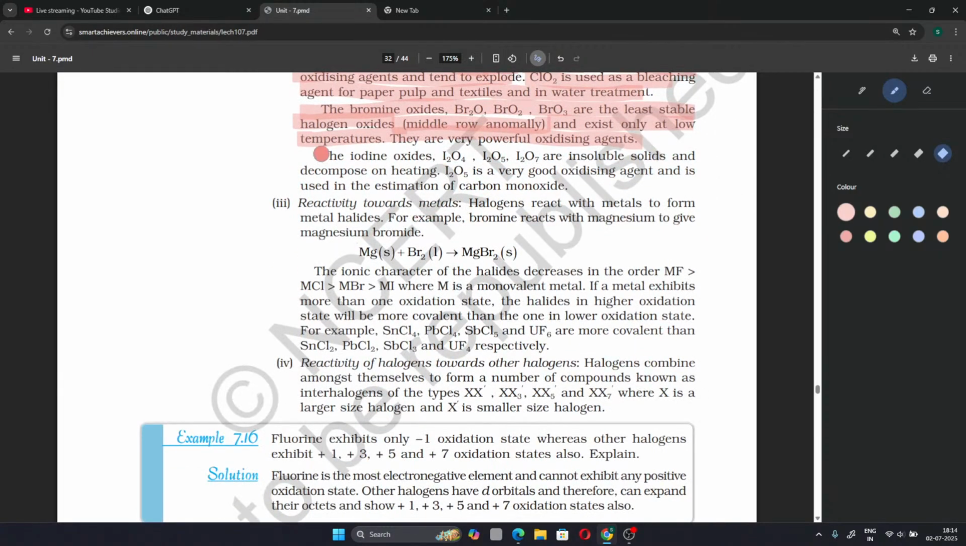The iodine oxides I2O4, I2O5, I2O7 are insoluble solids and decompose on heating. I2O5 is a very good oxidizing agent and is used in the estimation of carbon monoxide.